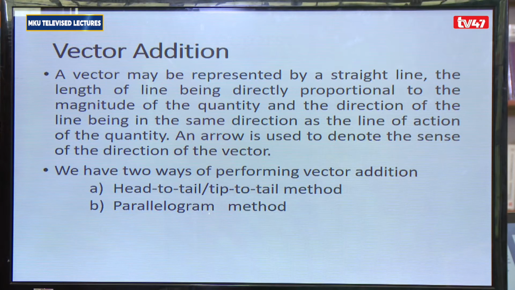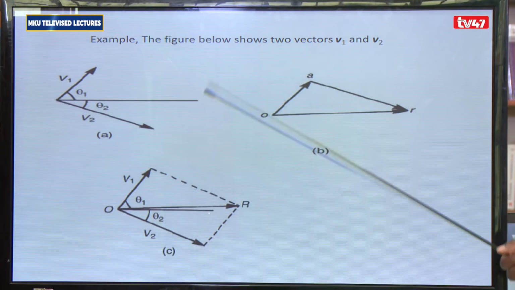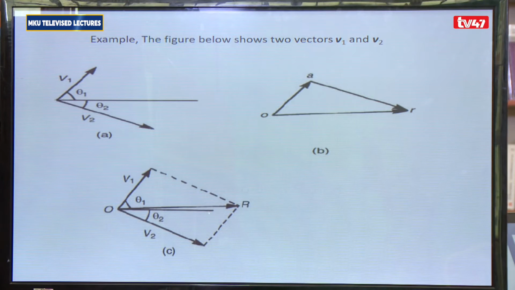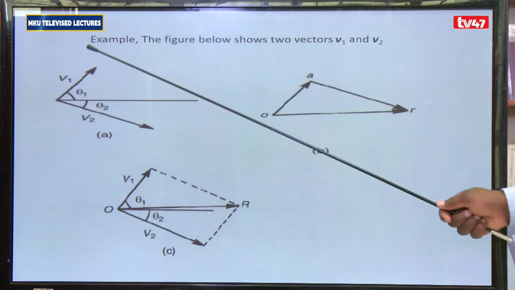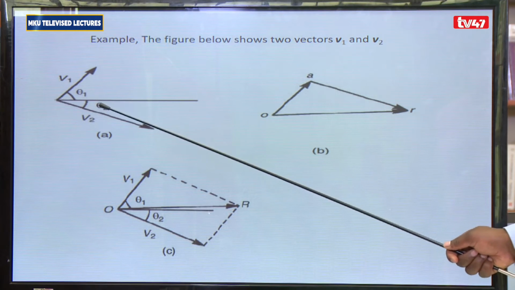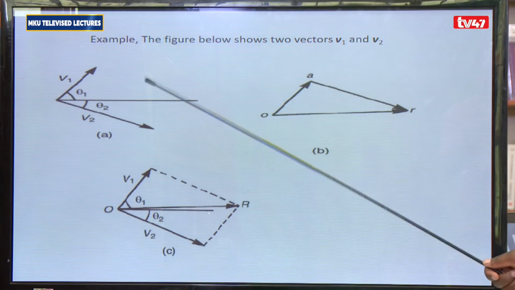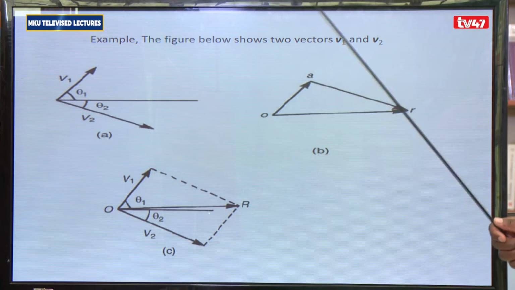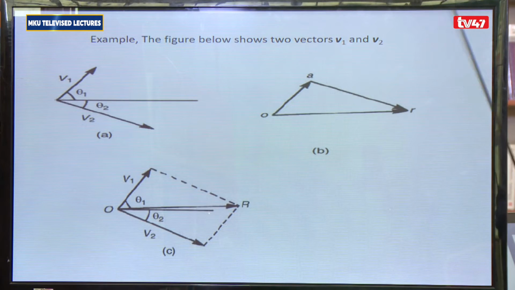Now, we have got the first one, which is shown by this diagram here. So our vectors are V1 and V2. V1 is at an angle of beta 1, V2 at an angle of beta 2 with the horizontal. And then we have said that you have two methods of doing the vector addition.